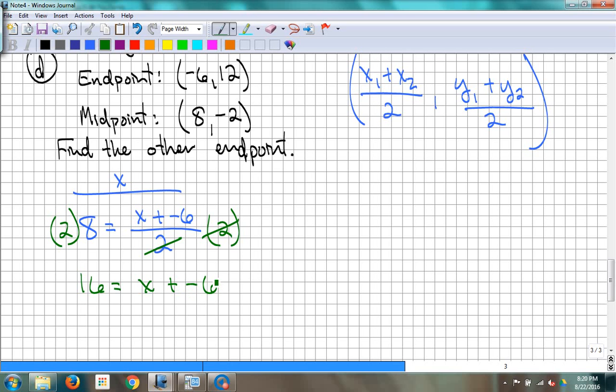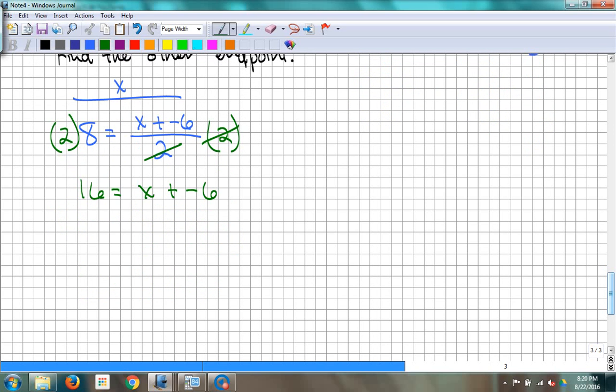And how could I get x by itself there? My green's not showing up too good. I may need to change colors there. Change that to a blue. See that pretty good. How do I get that 6 over there with the 16? Add 6 and 16. That's right. So the opposite of that would be add 6 to 16, and we get 22. There's our x value.